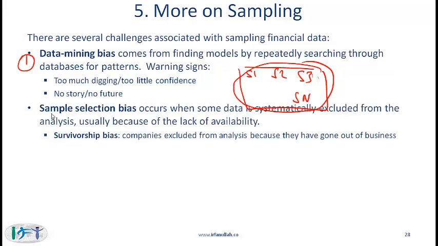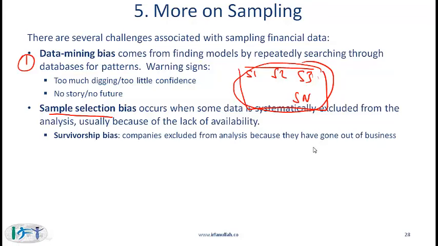Next, sample selection bias. This occurs when some data is systematically excluded from analysis, usually because of lack of availability. A classic example is survivorship bias, where companies are excluded from analysis because they have gone out of business.